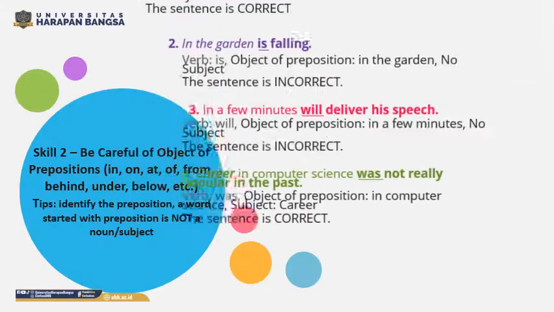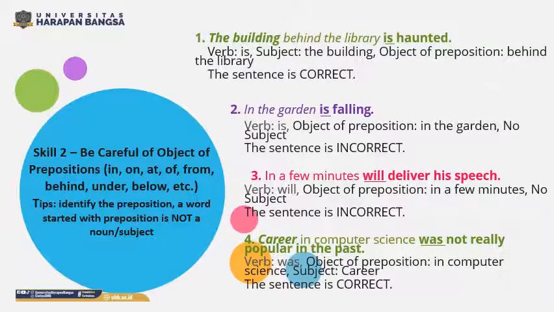Continue to the second skill. Be careful of object of preposition. Still remember prepositions? Yes, preposition in Bahasa Indonesia means kata depan. We have in, on, at, of, from, behind, under, below, and so on and so forth. Now, the tips for skill 2 is identify the preposition.